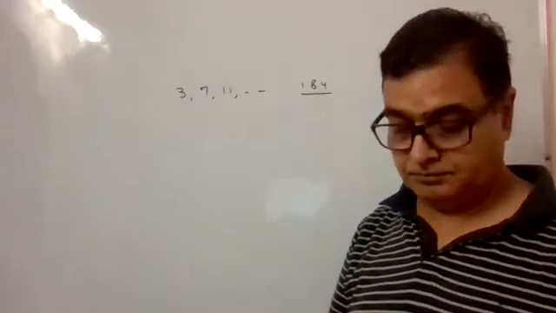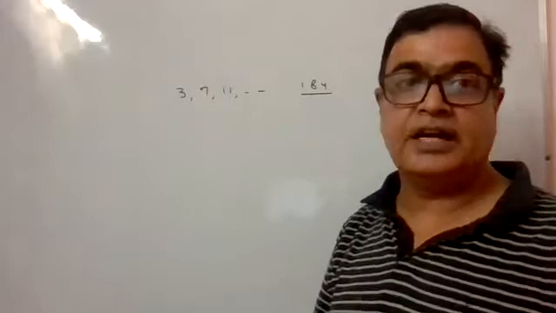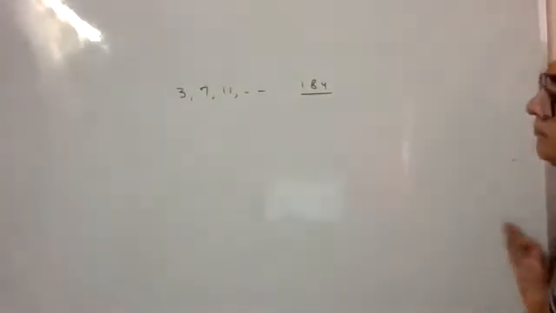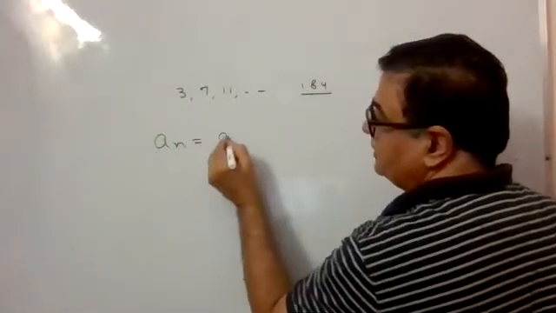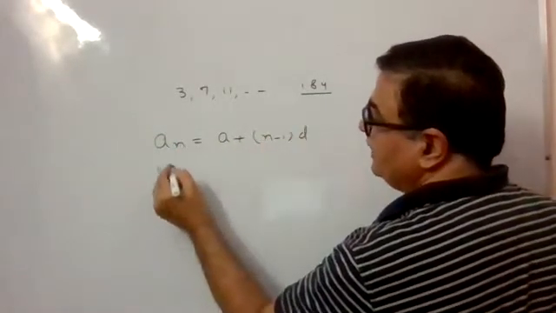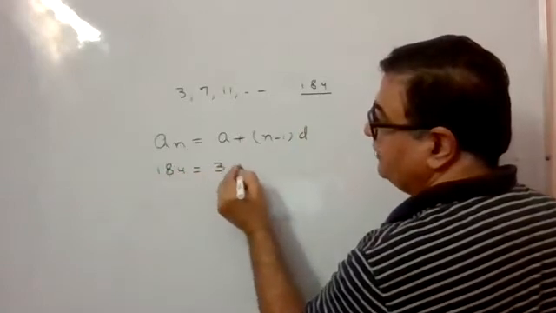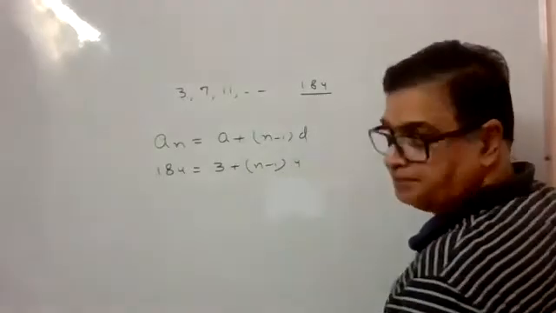Is 184 a term of the AP? Sir, it is not a term of the AP. The nth term is a plus n minus 1 into d. When you take this as 184, a is 3 and d is 4.